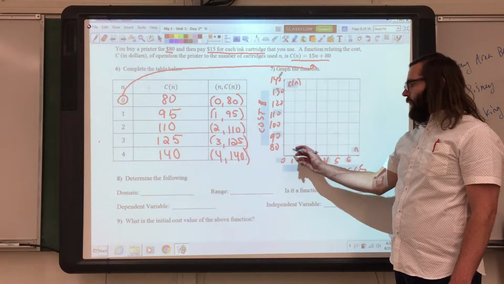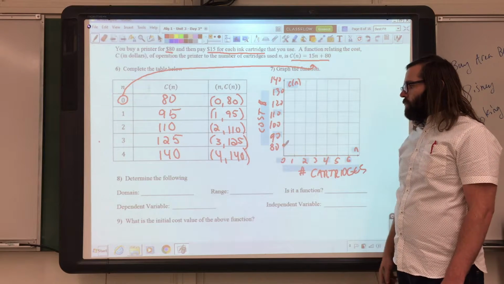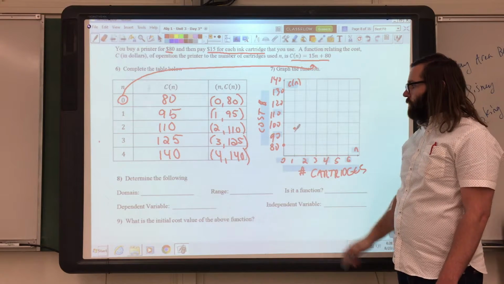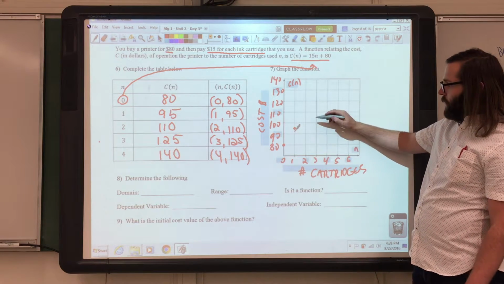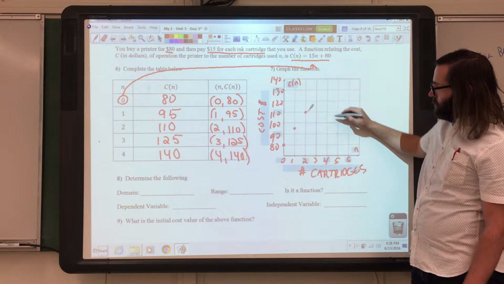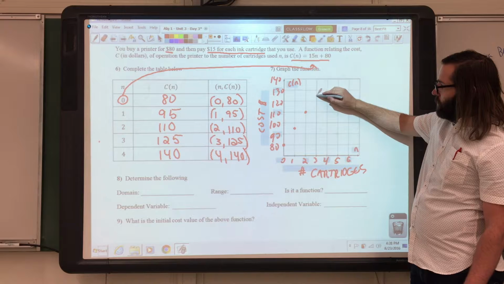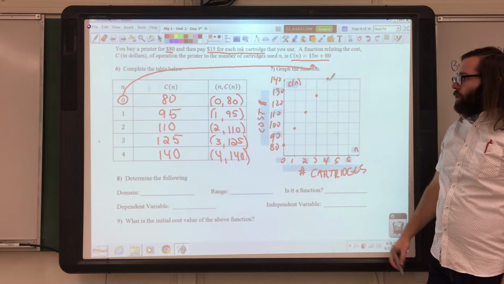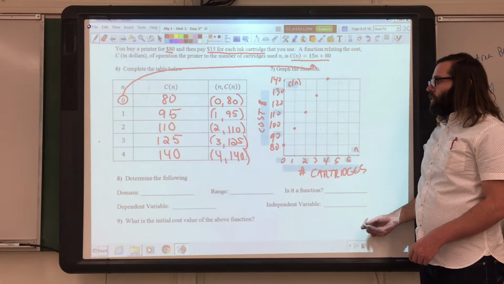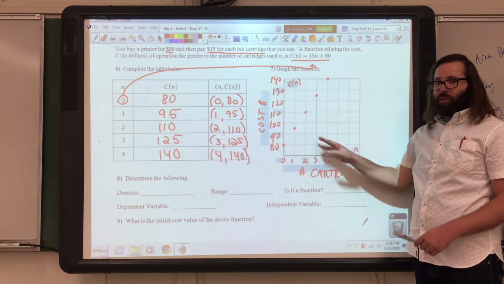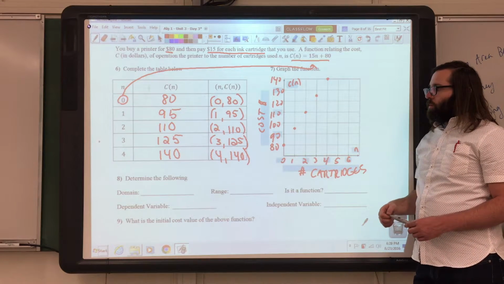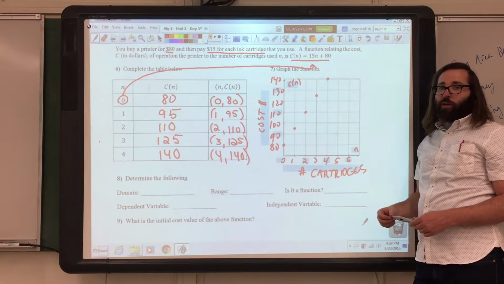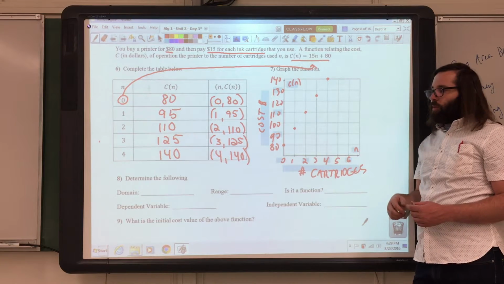So at 0 cartridges, we have $80. At 1 cartridge, we have $95, so that goes right there. 2 cartridges, we have 110. 3 is going to be at 125. 4 gives you 140. If you have different intervals here, your graph's going to look a little different. But the important thing is that you cannot connect these. You can't buy half of an ink cartridge. It has to just be integer numbers.